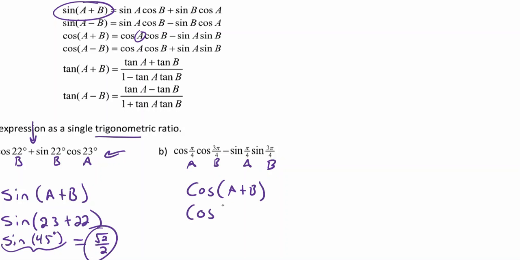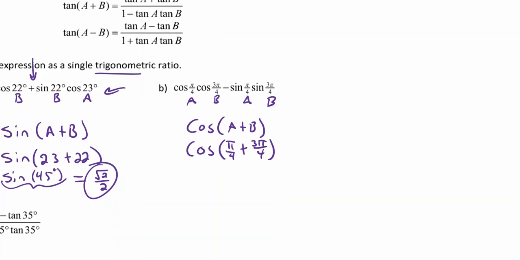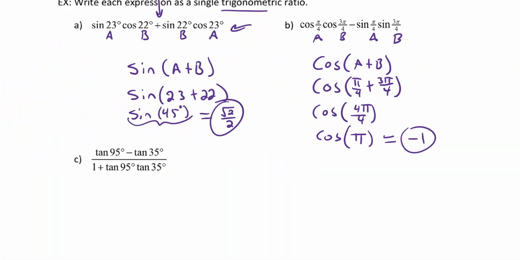So this is cos of pi over 4 plus 3 pi over 4. Okay, so this would be cos of 4 pi over 4, which is cos of pi, probably didn't need to do all that. So where is cos equal to pi? Like 180 degrees. Well, that would be -1. That's the x value at pi. All right, next one.